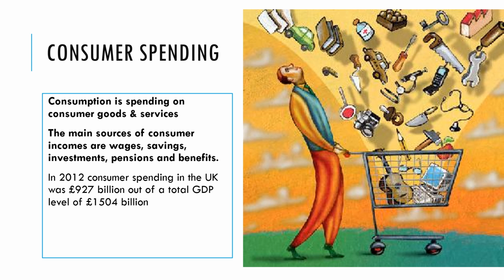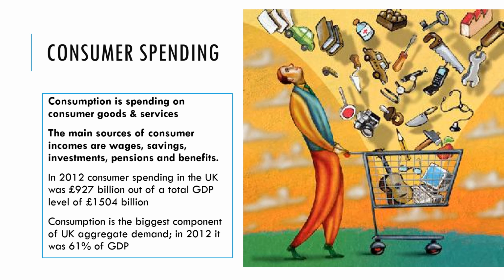In 2012, UK consumer spending was £927 billion out of a total GDP of 1,504 billion. So consumption is the biggest component of UK aggregate demand. It normally takes up around 60-65% of GDP.